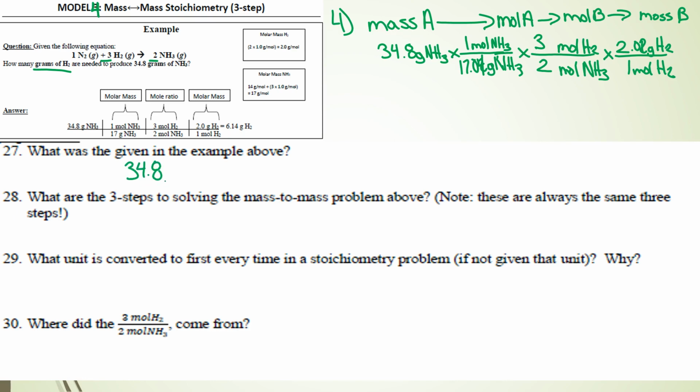And I'm going to ask you to be specific. 34.8 what? Grams of NH3. The reason why I'm asking you to be specific is they haven't asked it in this whole packet, but what's our unknown in this? What are we looking for? So I want to know how many grams of hydrogen. So I have to be able to figure out the pathway to get there.